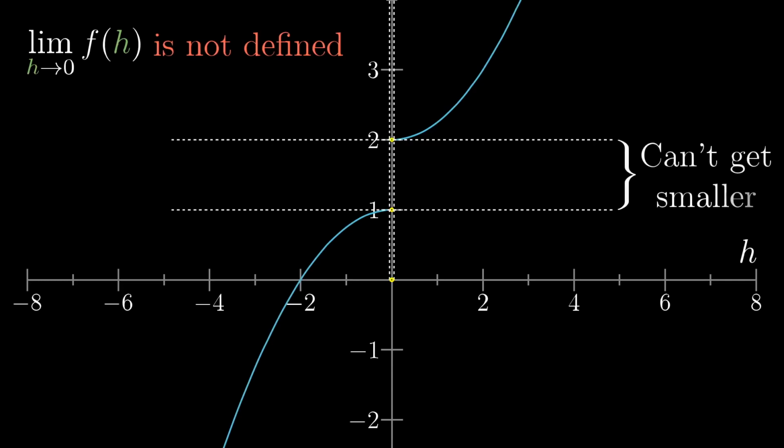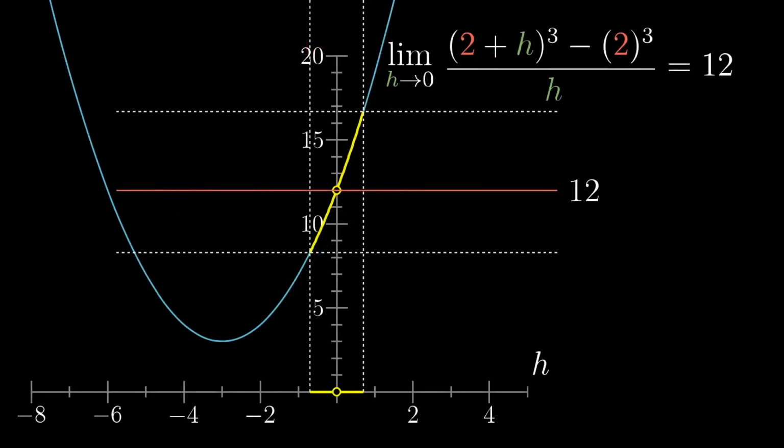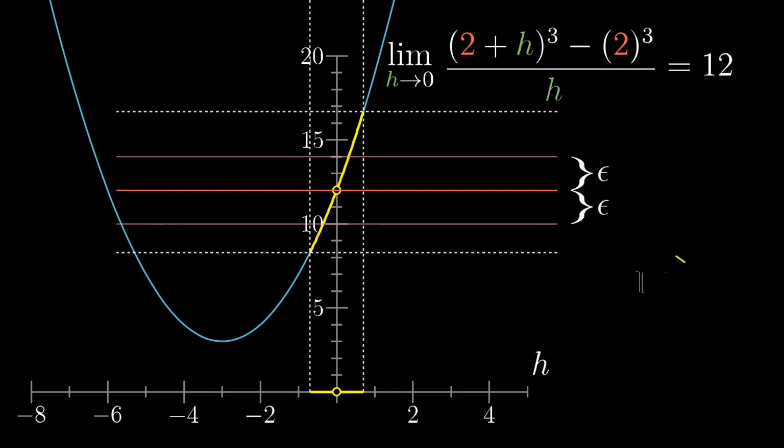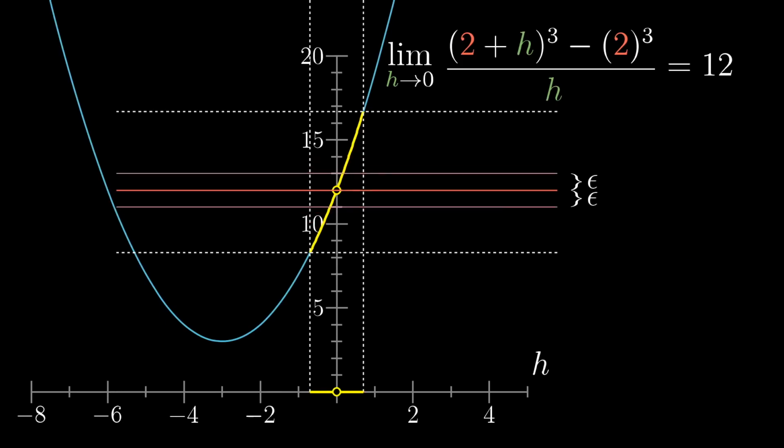Let's phrase that same idea, but a little more precisely, maybe in the context of this example where the limiting value was 12. Think about any distance away from 12, where for some reason it's common to use the Greek letter epsilon to denote that distance.